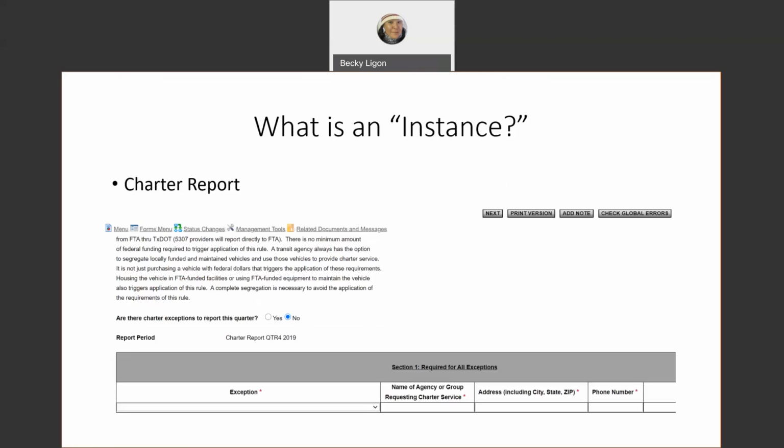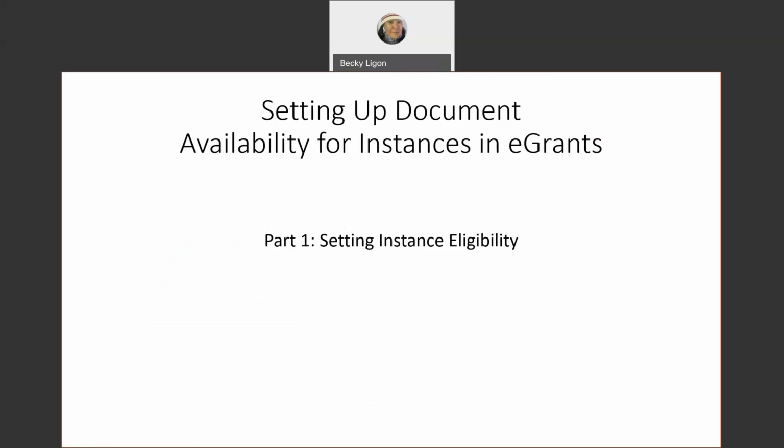Once an instance is created, this is what it would look like on the subrecipient side. This is the document that the subrecipient would complete for a charter report. But before we can get there, we need to figure out how to do that. The next part of the training will take us on the steps for how to create an instance. Part 1, setting instance eligibility.